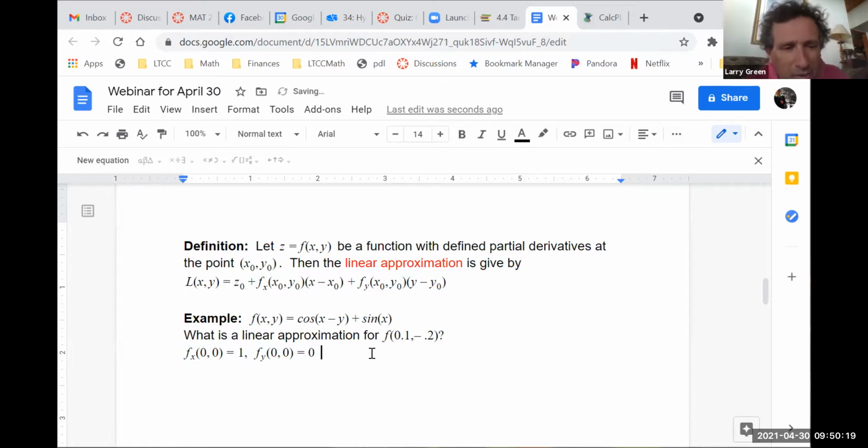Okay, we also need to find f of 0, 0. And f of 0, 0 is 1, because cosine of 0 is 1 plus sine of 0, which is 0. So 1 plus 0 is 1. Any questions so far?